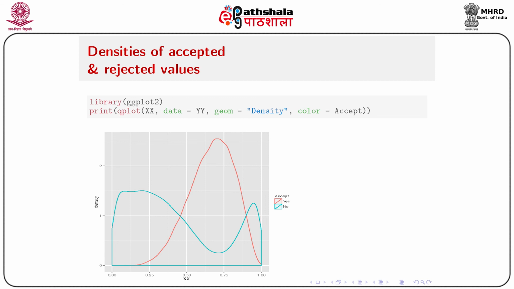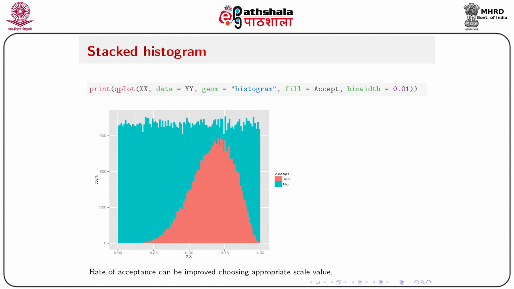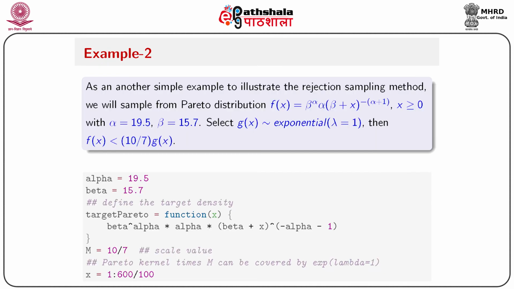rejected values. And next we can do a stacked histogram, that is print qplot(x, data = y, geom = "histogram", fill = accept, binwidth = 0.01). Then we'll get a stacked histogram over this, and the rate of acceptance can be improved by choosing an appropriate scale value here. Then we'll move to another example, example 2, as another simple example to illustrate the rejection sampling method.